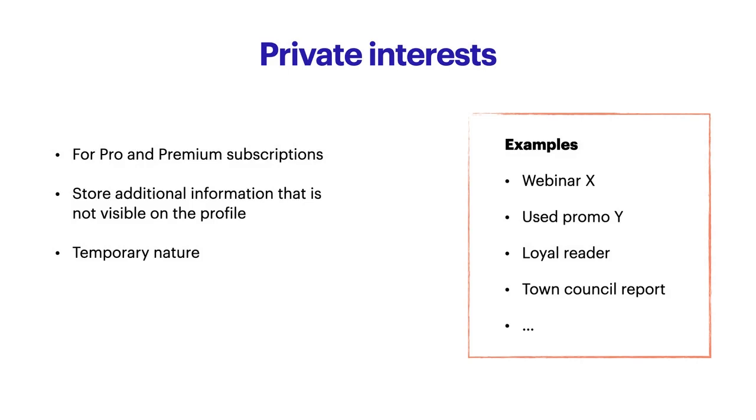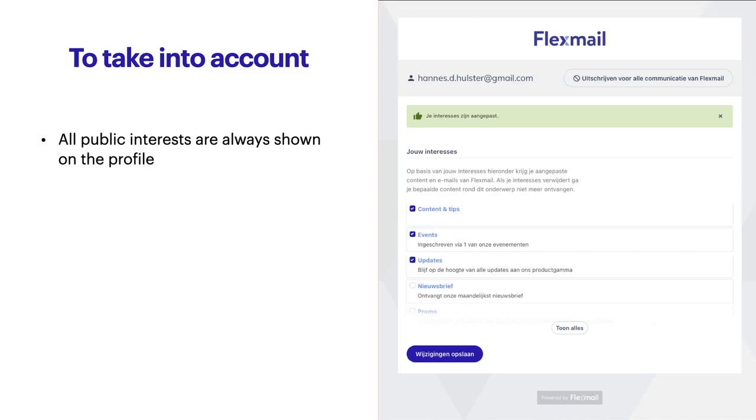Possible examples of private interest could be a webinar, use promo, loyal reader, town council reports, or anything that can help you in following up your contacts. There are, however, a few things to take into account. All public interests that you create in the accounts are always shown on the profile.